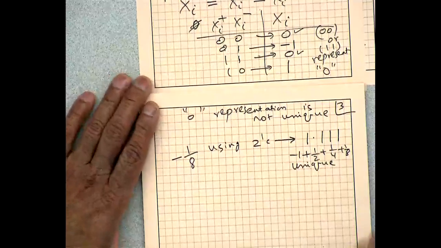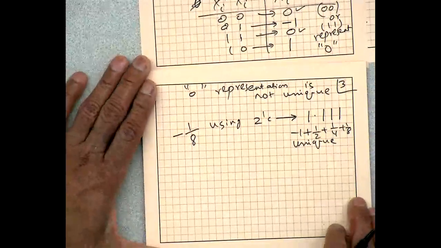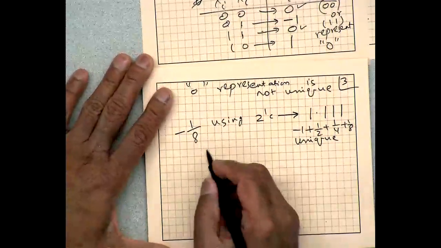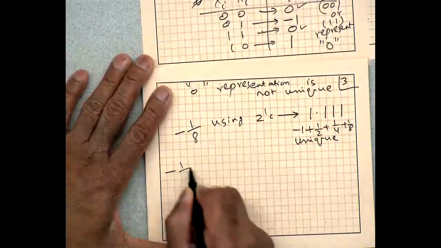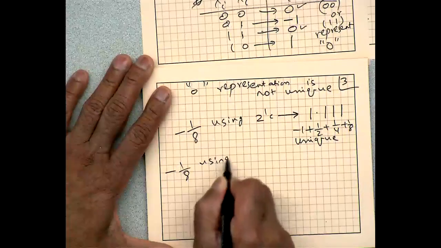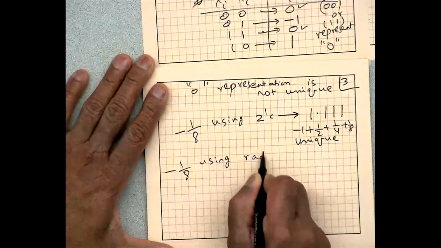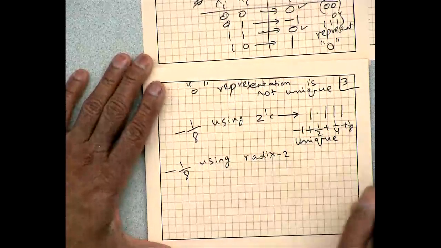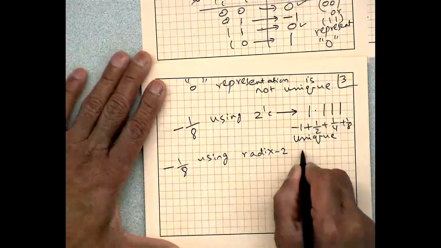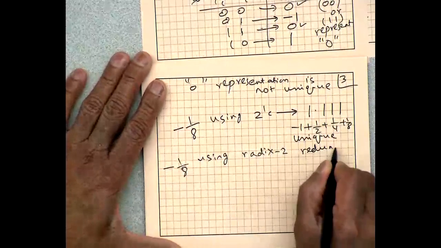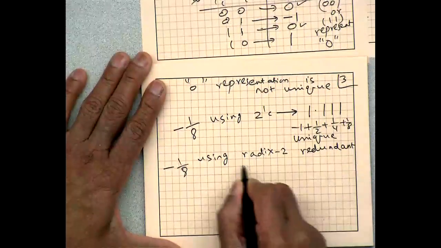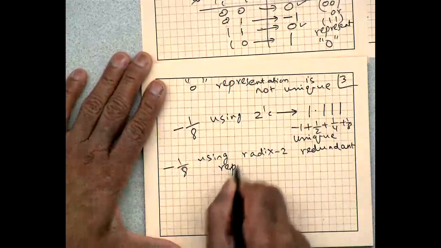On the other hand, if I want to represent minus 1/8 using a redundant number system, let me call that radix 2, because we'll be talking about other radices as well, using radix 2 redundant representation.